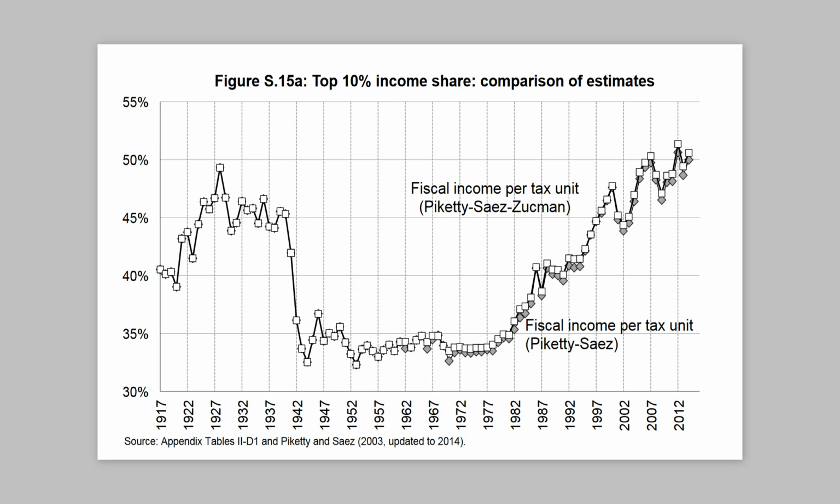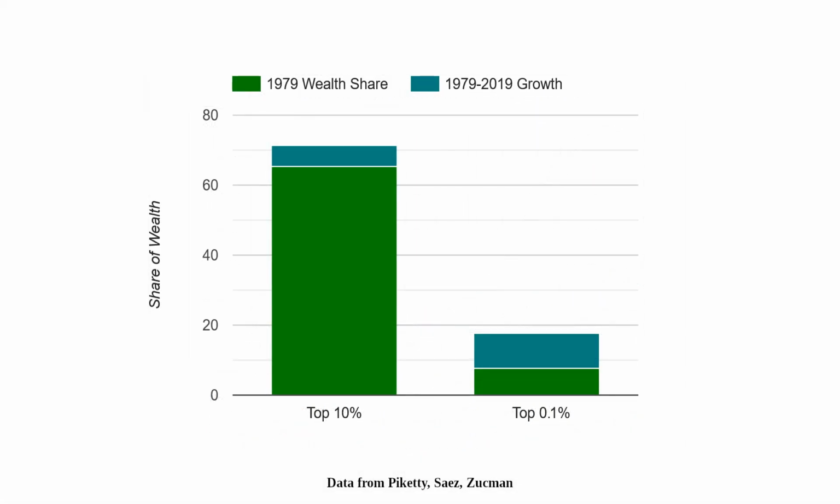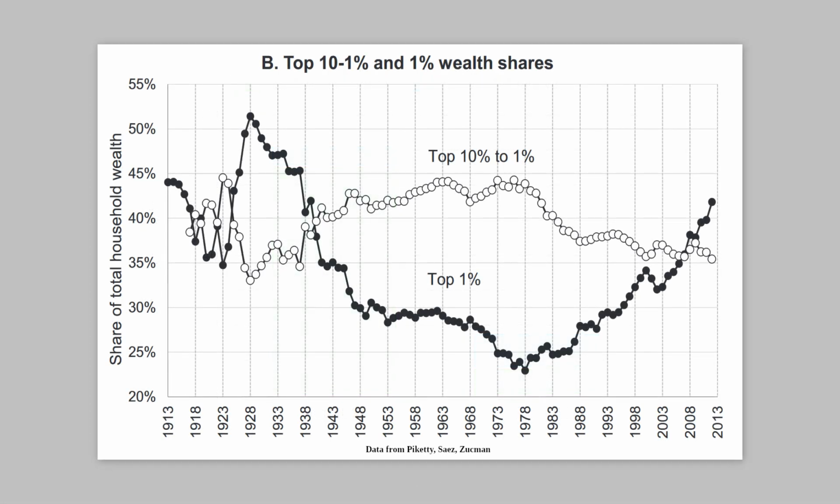Most of this change is due to increases at the very top. From 1979 to 2019, the top 0.1%'s wealth share increased about 10%, from 7.7 to 17.6%. At the same time, the top 10%'s share only increased 6%, from 65.4 to 71.4%. The wealth share of the top 10%, excluding the top 1%, in fact declined by about 6%.